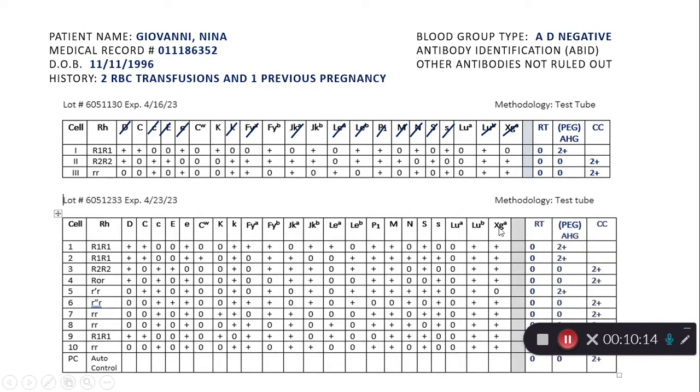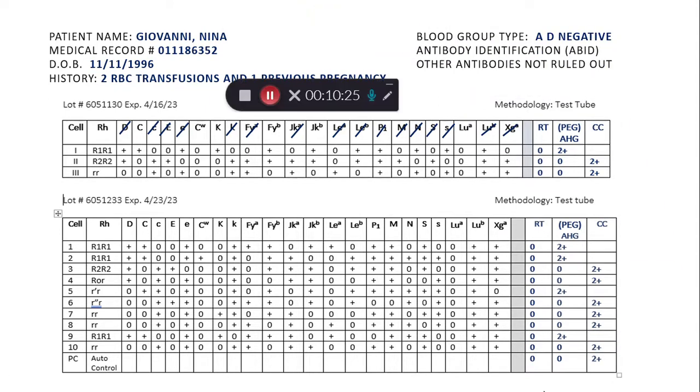So this is your antibody screen. The last cell here says PC for patient cells, auto control. So that there is the patient's plasma tested against their own red cells. Patient's plasma did not react with their own red cells, meaning that they have alloantibodies, antibodies directed against red blood cells of another human, but not autoantibodies. They don't have antibodies directed against their own red cell antigens, which is a good thing. Autoantibodies are not fun to work up in the blood bank, and they oftentimes can cause a lot of issues in the patient as well.